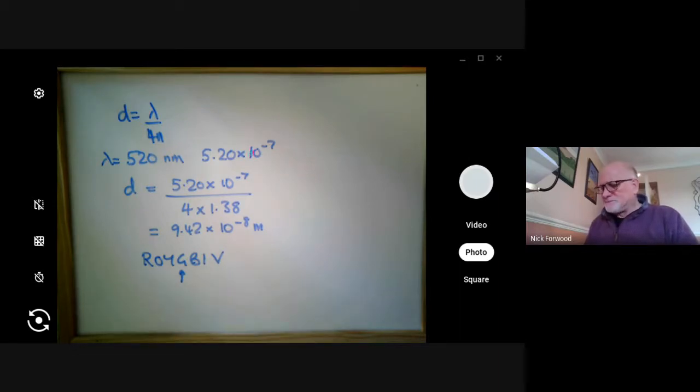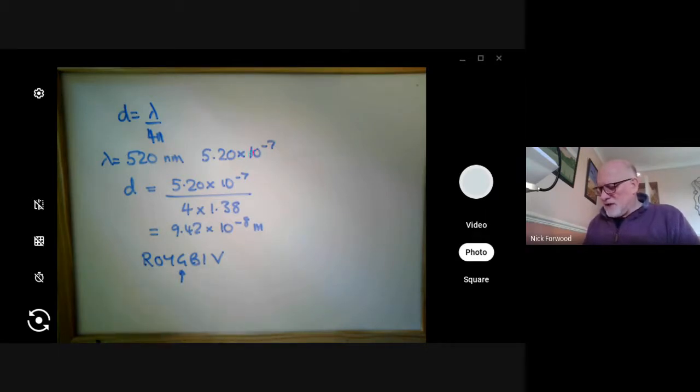So if we put this thickness of film on, that's going to cut out all green, but it also cuts out a little bit of the yellow and a little bit of the blue and a tiny bit of the orange and a tiny bit of the indigo, but it hardly cuts out much of the red or much of the violet, because it's not what's called an optimized thickness for these other colors.